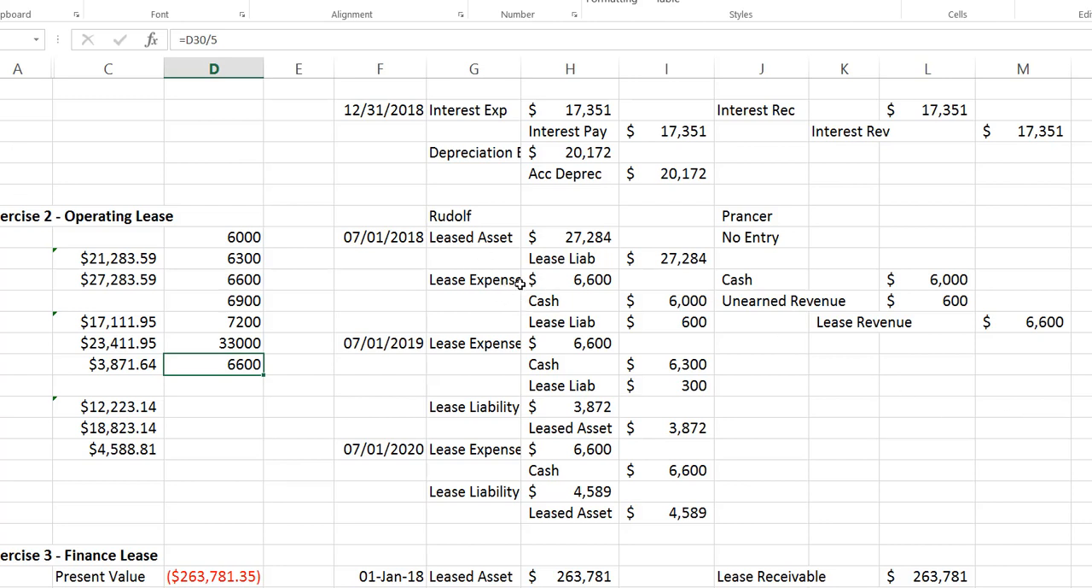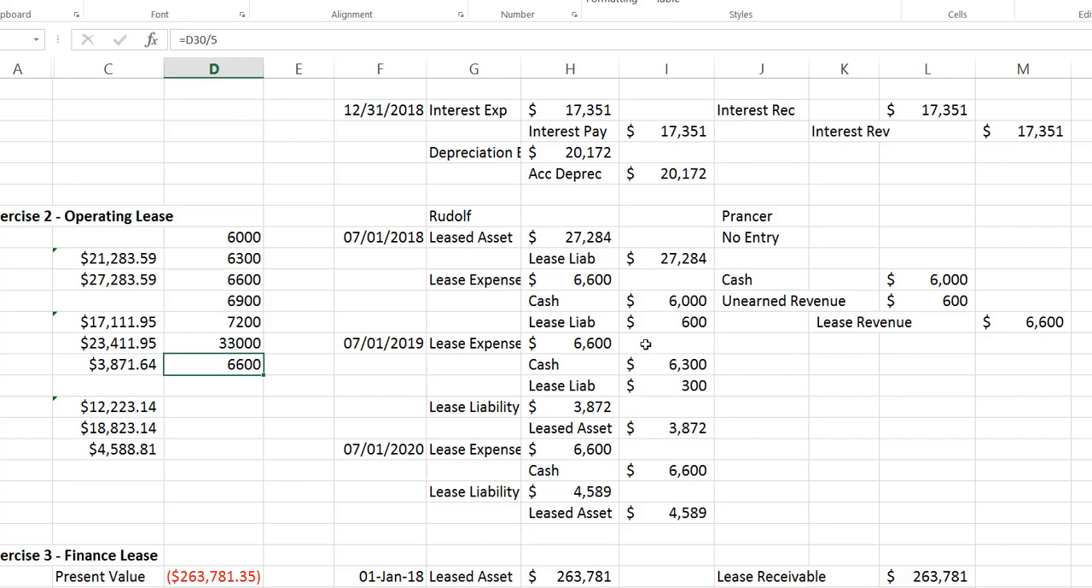And on this side, on the lessee side, every time we record the amount of cash and the lease expense is 6,600, and the lease liability is going to be affected by the difference. See, in year 3 it's going to be the same, but other years it's going to be different. So in year 4 and 5 you're going to actually debit the lease liability.